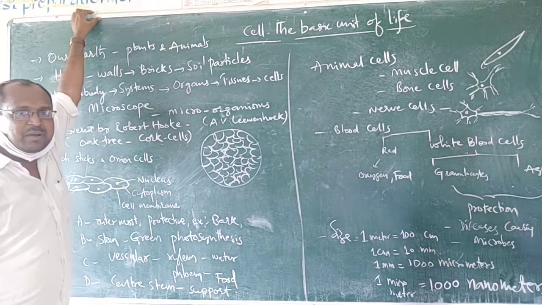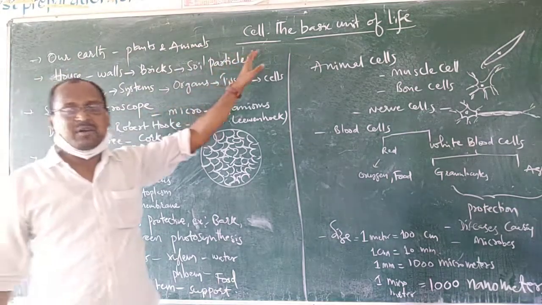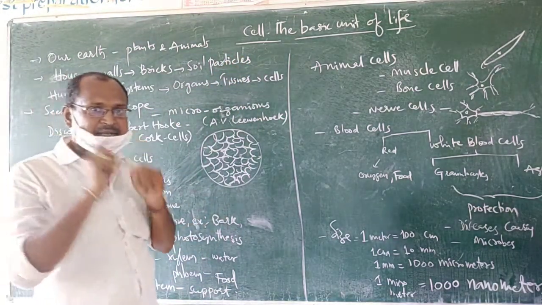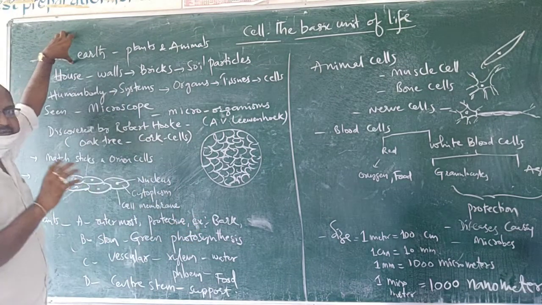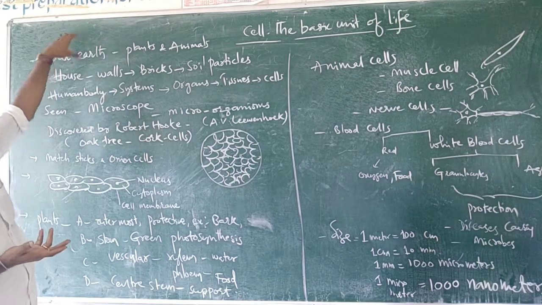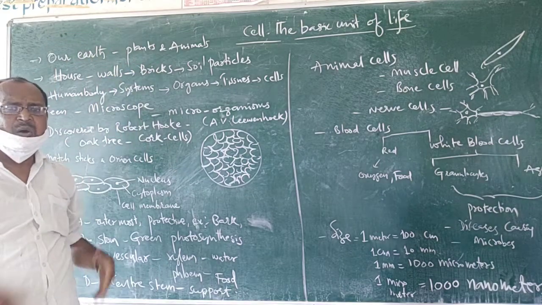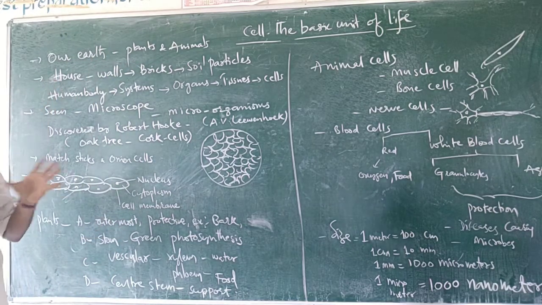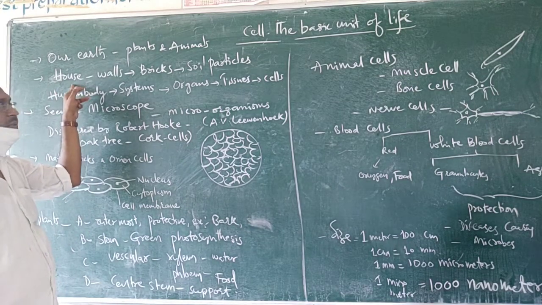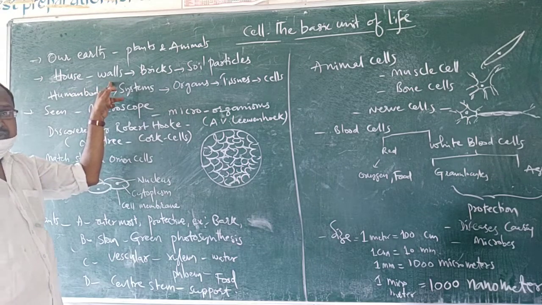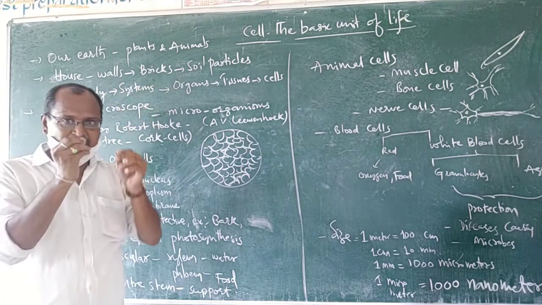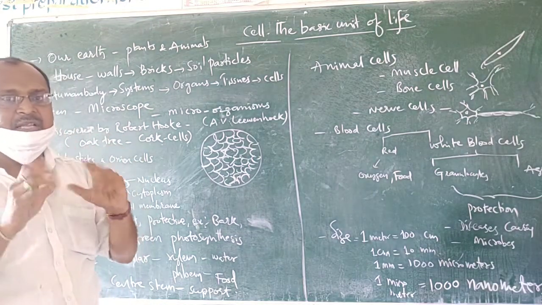Today we will discuss a topic from the bioscience lesson: the cell, the basic unit of life. Here, as you see, on our Earth we can see so many plants and animals. We have so many different types of plants and animals, and also how they are made up. If you take an example, a house: a house is made up of walls, walls are made up of bricks, and bricks are made up of soil particles, muddy soil.